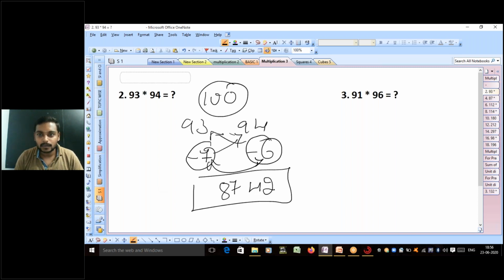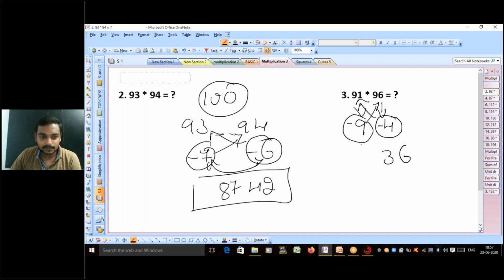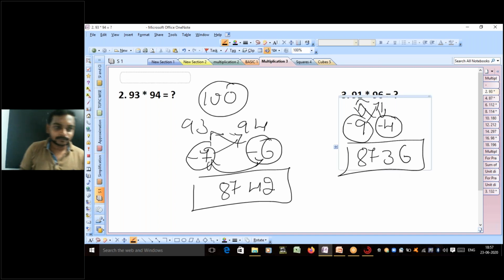Supriya, for the next one. Okay. Yes. Here we have numbers nearer to 100. Just take base as 100. From 100, it is 9 less. From 100, it is 4 less. Okay. 9 4s are 36. Just subtract 4 from 91 or subtract 9 from 96. So answer will be 8736.